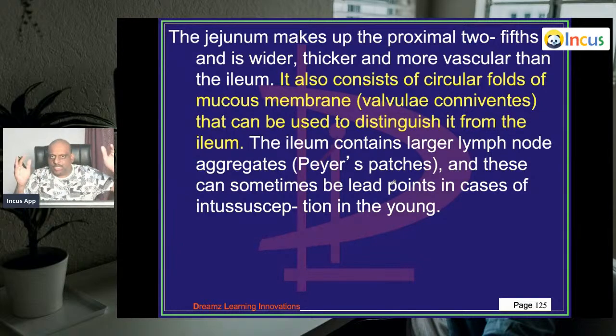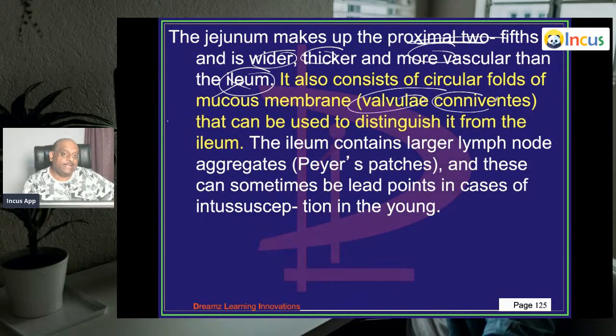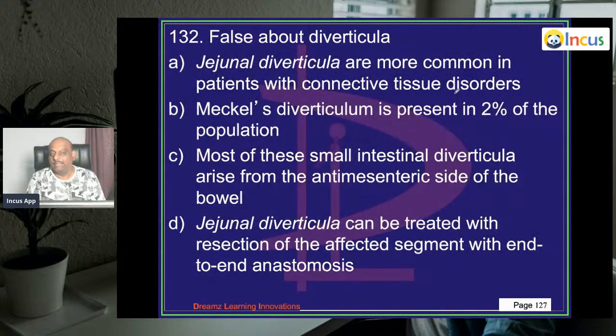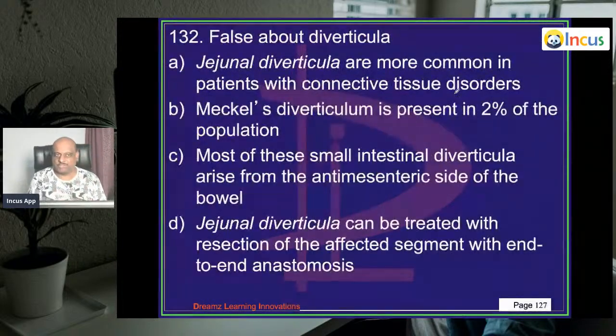Now, if you look at the jejunum, the proximal 2/5 is jejunum, and it is wider, thicker, more vascular compared to the ileum. And it has valvulae conniventes, which differentiate it from the ileum, is what you have to remember. And the ileum is identified because of the presence of Peyer's patches.